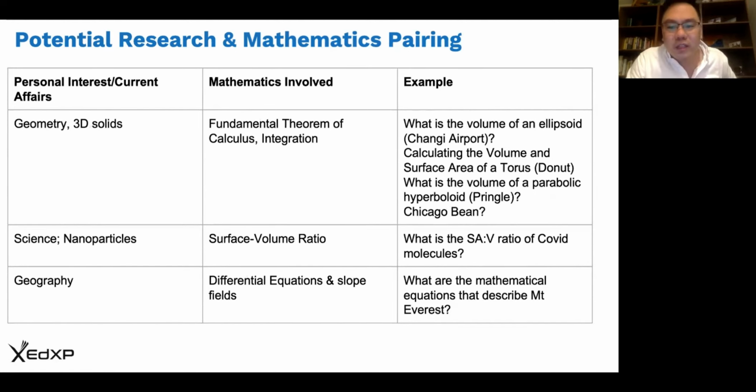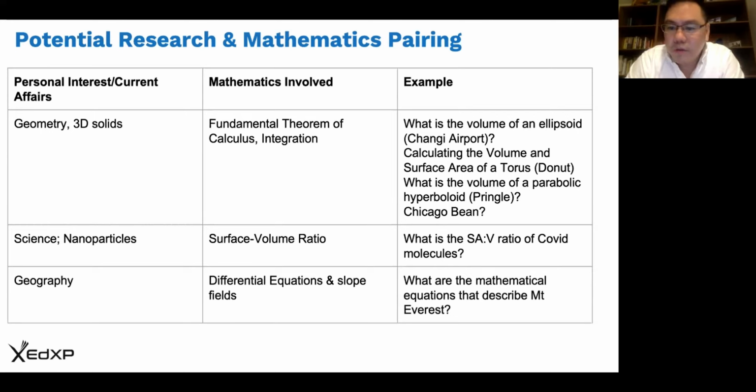If you're interested in geometry and 3D solids, this is a very popular topic for my students, especially the AA students, the analysis and approaches students, because it's a lot of calculus. There's a lot of fundamental theorem, integration, even differential equations. I've always wanted to calculate the volume of Changi Airport in Singapore, which is actually the shape of an ellipsoid. This requires things like double integral, triple integral, area under graph, that kind of interesting stuff. A lot of calculus involved here. The minute you go into non-uniform 3D solids, things get a bit more complicated.